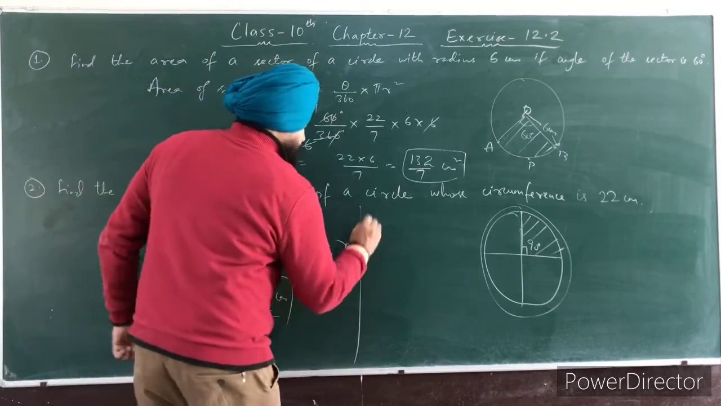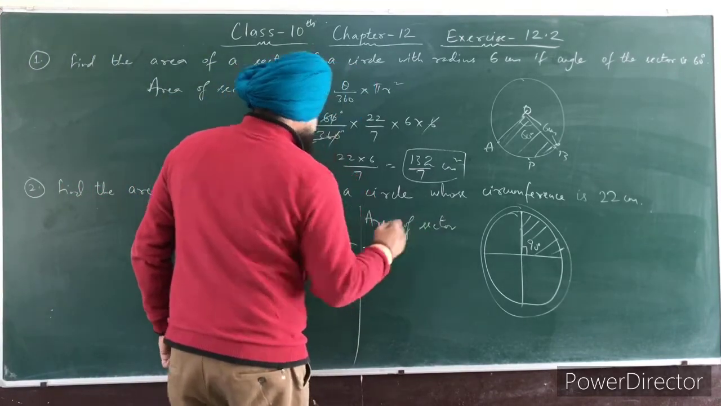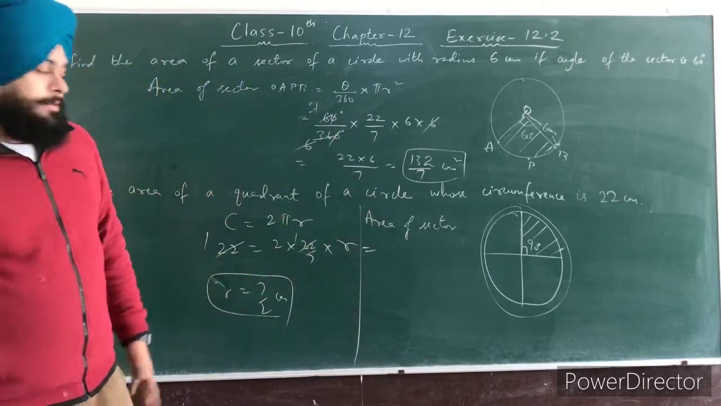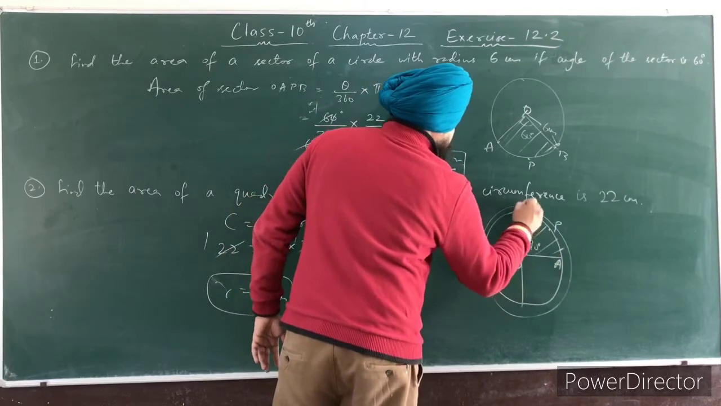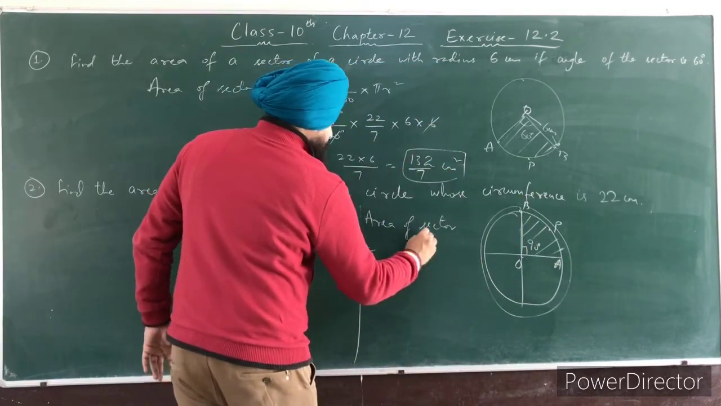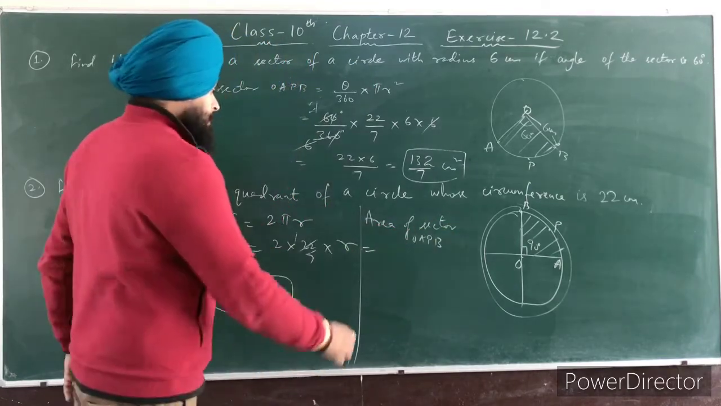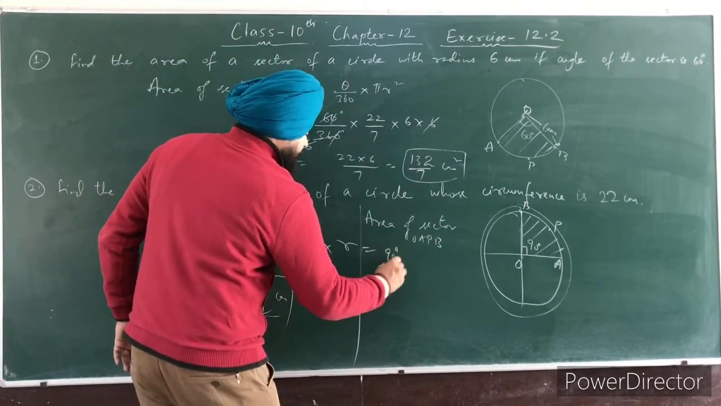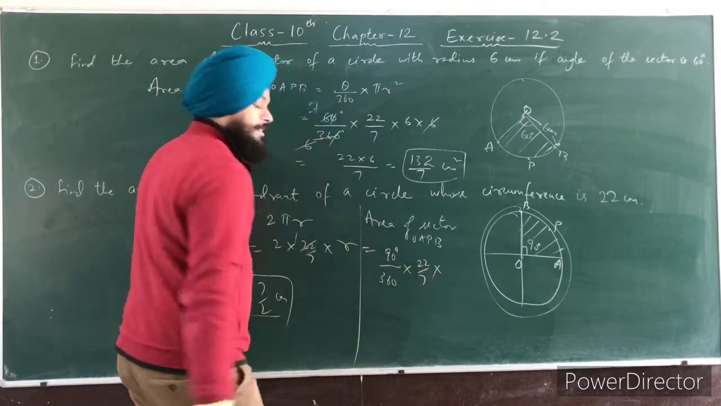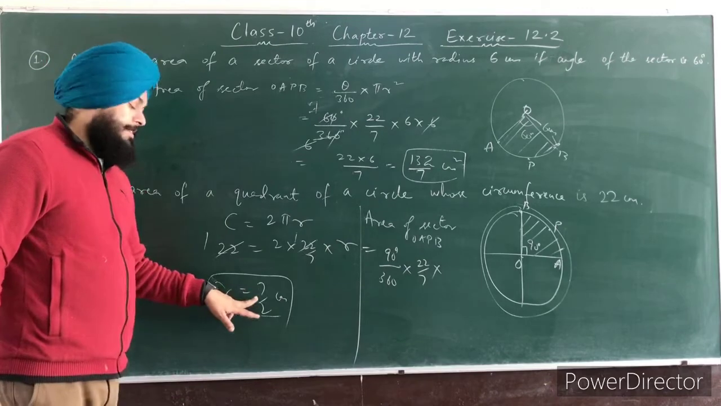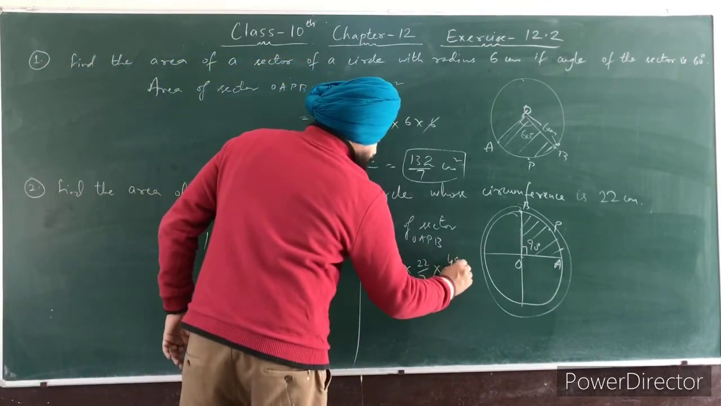Now what is the area of sector? Quadrant is also called a sector. Area of sector O A P B, or you can write area of quadrant. It's the same thing. Theta over 360. Theta is 90 over 360 into pi, pi is 22 over 7, r square. Radius is 7 over 2. So 7 over 2 the square, it is 49 by 4.